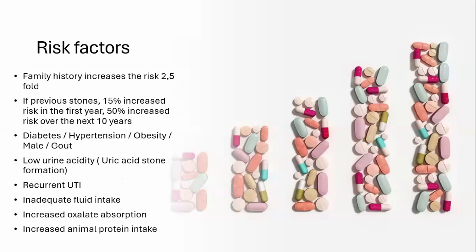Risk factors: if there's a family history, it increases your risk by 2.5 fold. If you had previous stones, in the next 10 years there's a 50% chance that you're going to have another stone. And your classic metabolic syndrome, diabetes, hypertension, obesity, also increases your risk. Recurrent UTIs, inadequate fluid intake, for all the doctors on the floor, recurrent UTIs in your female population, and also increased animal protein intake are all risk factors for stones.